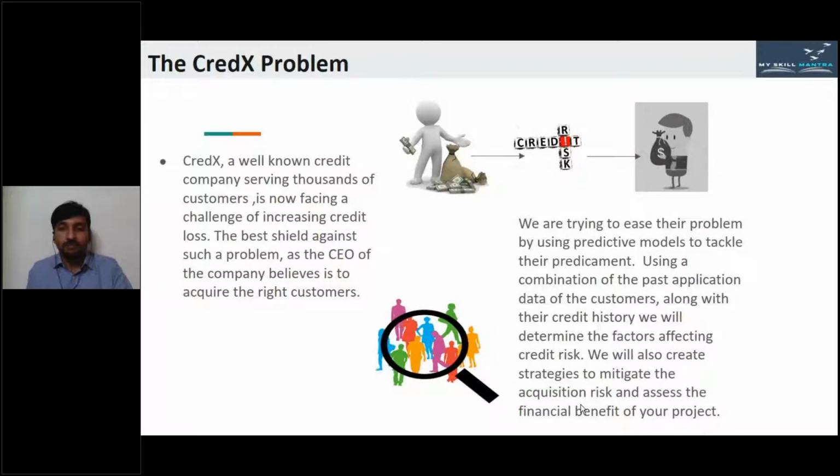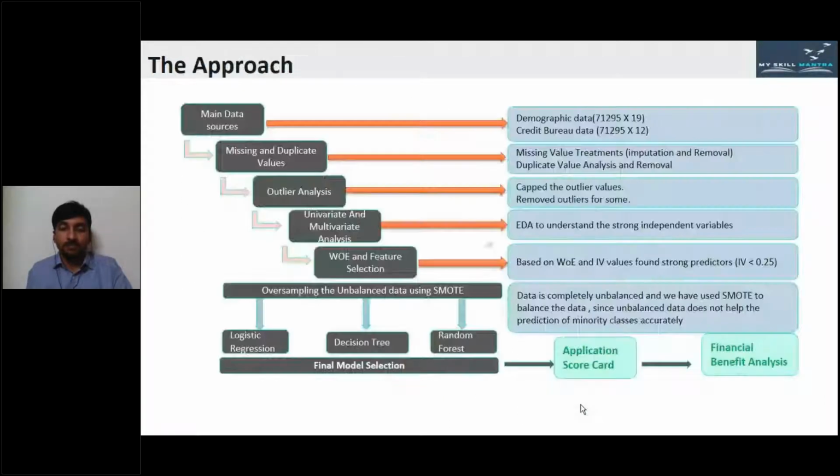So we are going to use demographic data and credit history for our case study purposes. We are also going to create strategies to mitigate acquisition risk and assess the financial benefits of the project. Cool. So this is the total high level approach.